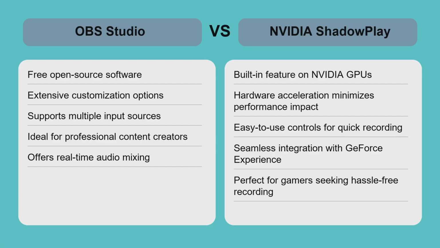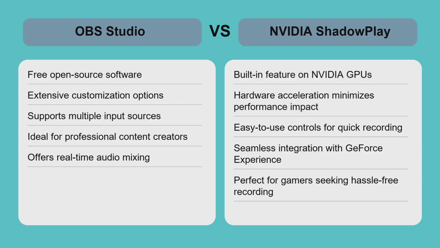Comparing OBS Studio and NVIDIA ShadowPlay highlights a trade-off between customization and ease of use. OBS excels in flexibility, supporting complex scenes, multiple audio tracks, and professional streaming setups, but demands more system resources and technical know-how. ShadowPlay, on the other hand, offers seamless performance with low overhead thanks to GPU acceleration, perfect for capturing gameplay on the fly with minimal configuration.